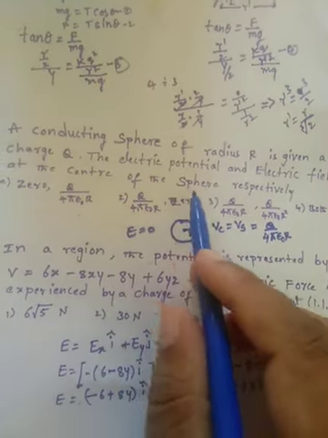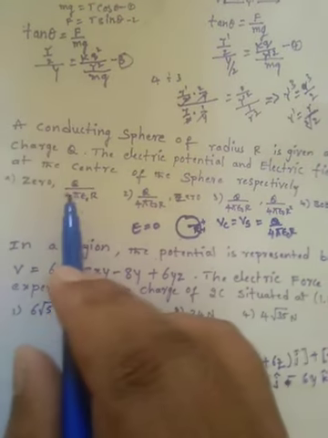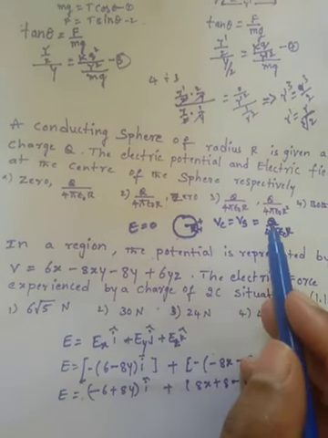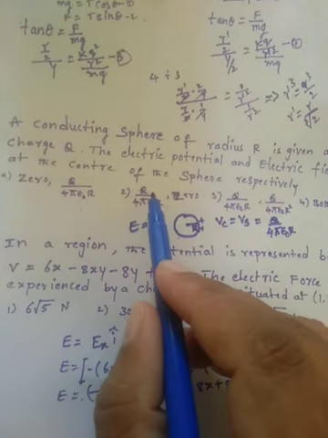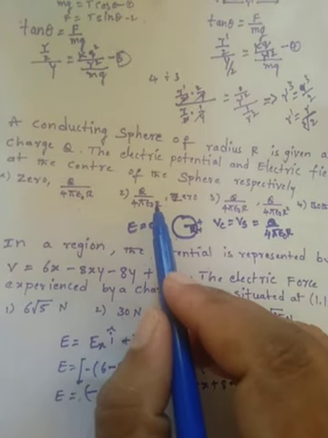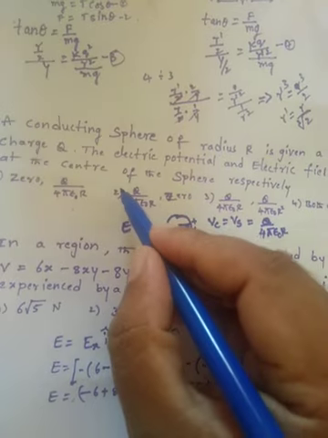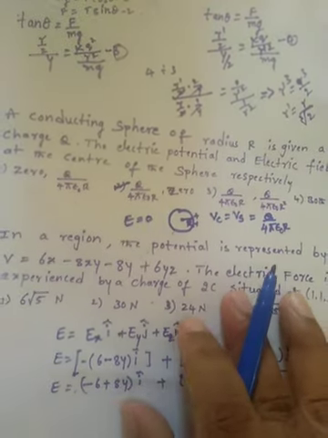So therefore here they asked in order: first electric potential and then electric field. Let's check the options. Electric potential first, that should be q divided by 4 pi epsilon 0 R, and the electric field intensity is 0. Therefore the right option is the second one.